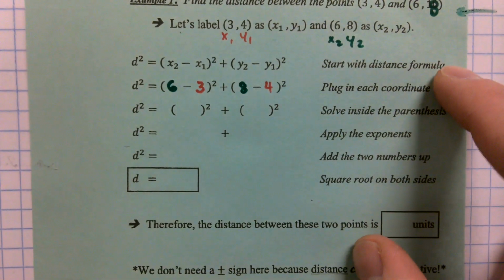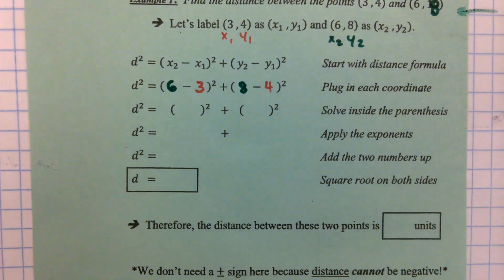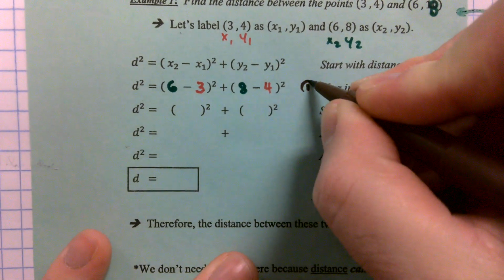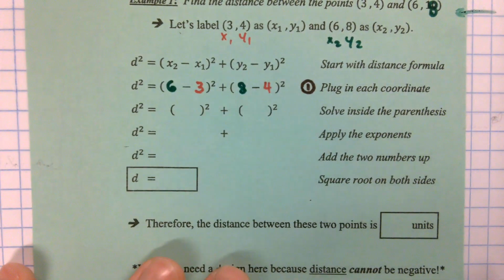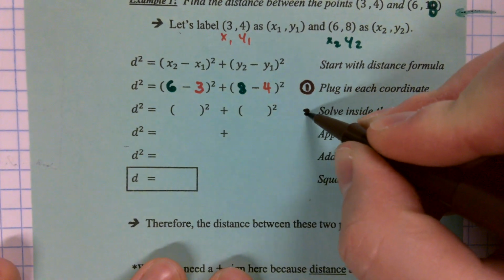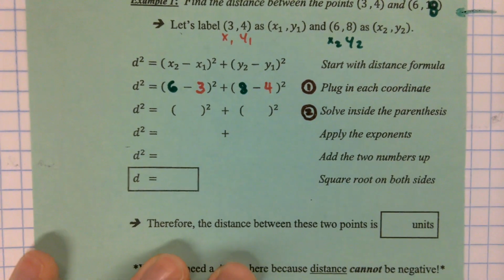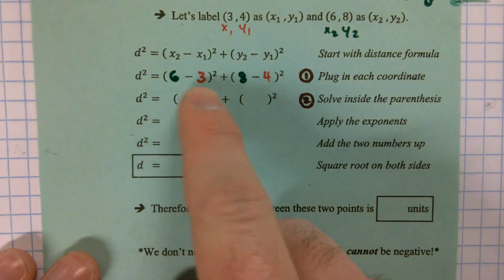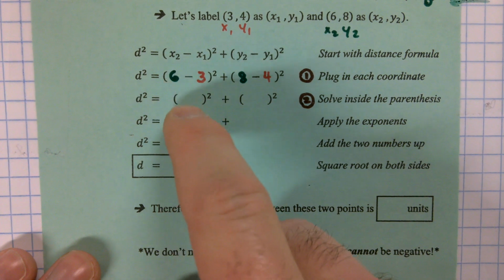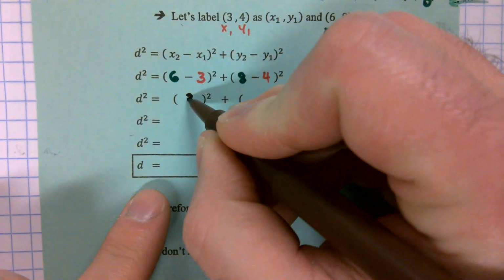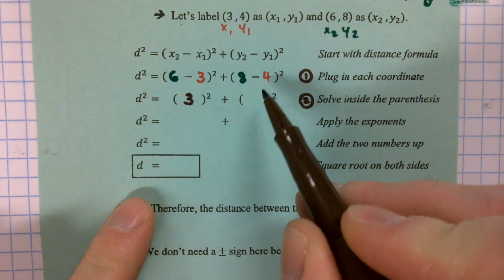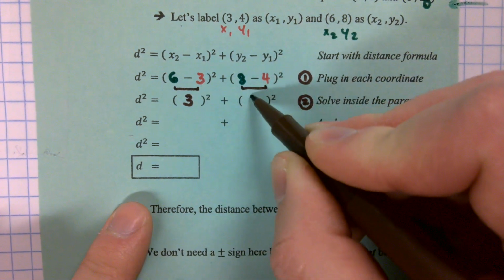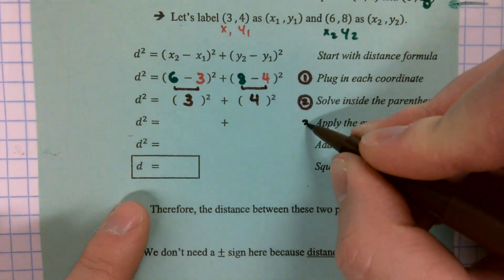So we started with the distance formula. We plugged in each coordinate. That's step 1. Now we're going to solve inside the parentheses, right? PEMDAS. The first letter of PEMDAS is P, which stands for parentheses. Inside my first parentheses, I have 6 minus 3. What would that give me? 3. And I've got 8 minus 4 in the second parentheses. What would that give me? 8 minus 4 gives me 4.